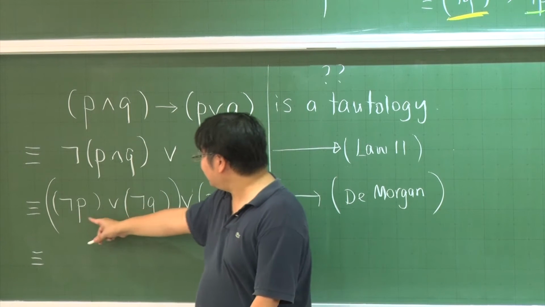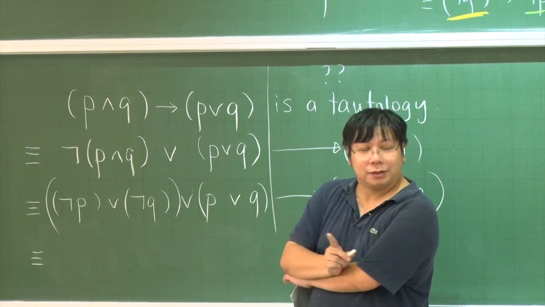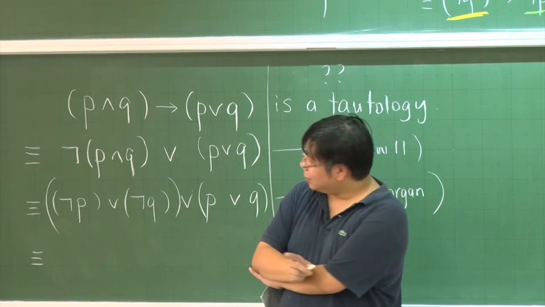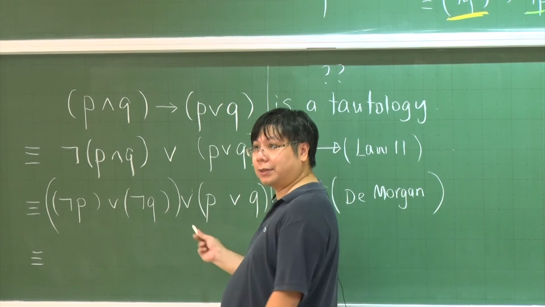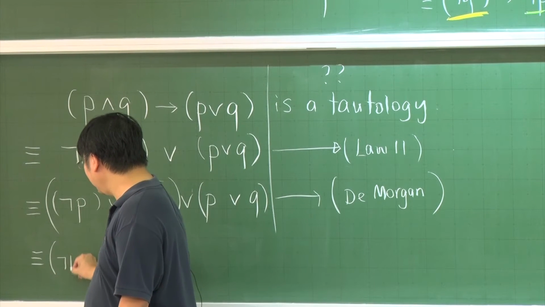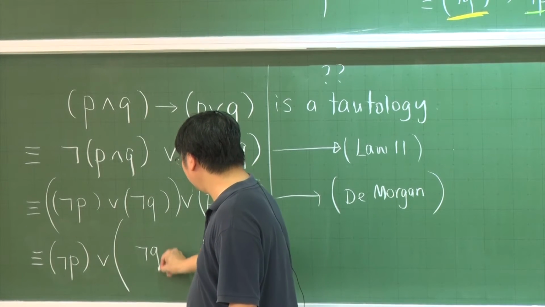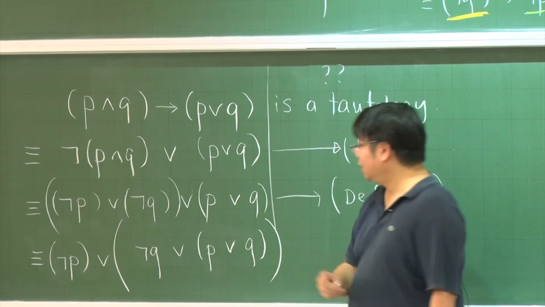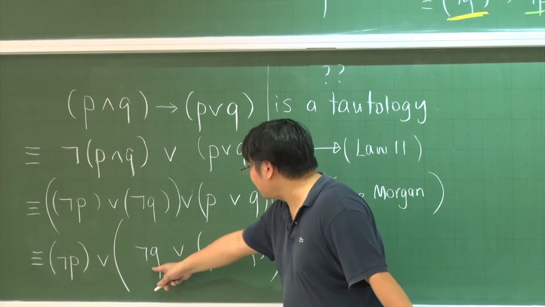So here, this is a bracket, something, or P or Q, right? Then what should we do? Yeah, so associative law will allow us to not do this bracket first. We can do these two brackets first. So we will have not P or, big bracket, not Q or P or Q. Is that okay? This is associative law. Okay? And then we have this part already.